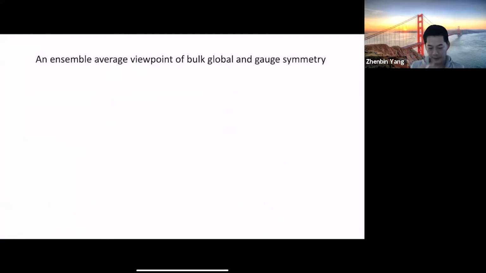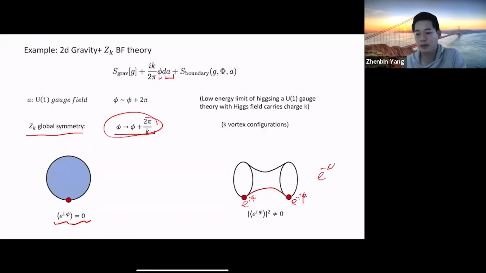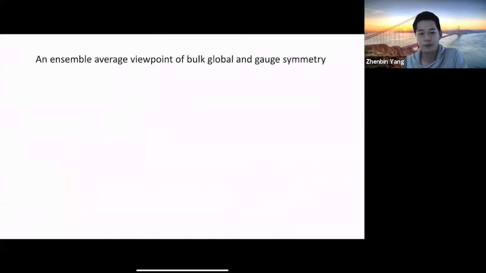And so lastly, are there questions about this slide? No? Okay, lastly, I want to describe an ensemble average view of bulk global and gauge symmetry. If you think about semi-classical gravity and have a boundary view of an ensemble theory, then we can try to understand the meaning of bulk global symmetry and bulk gauge symmetry.